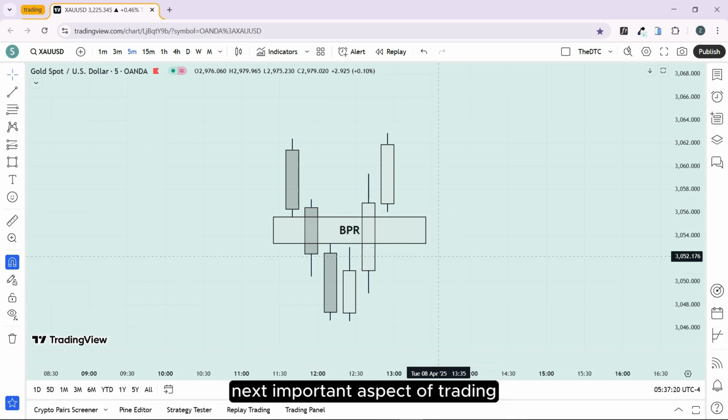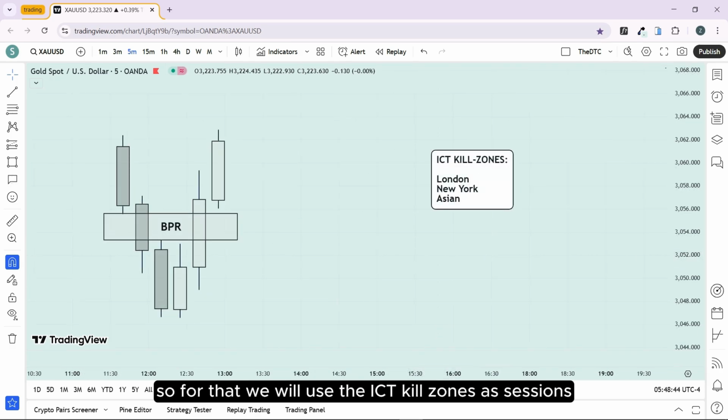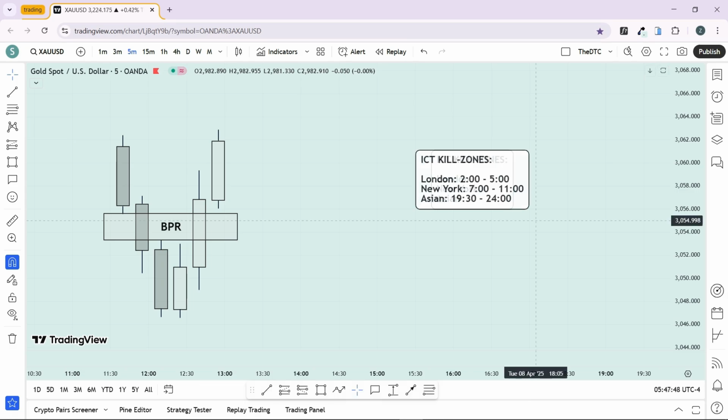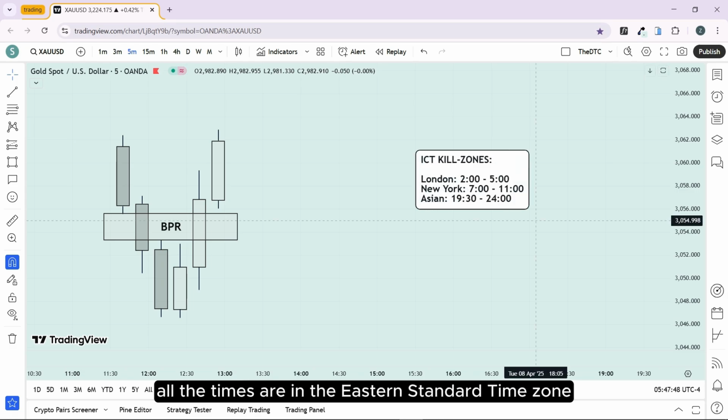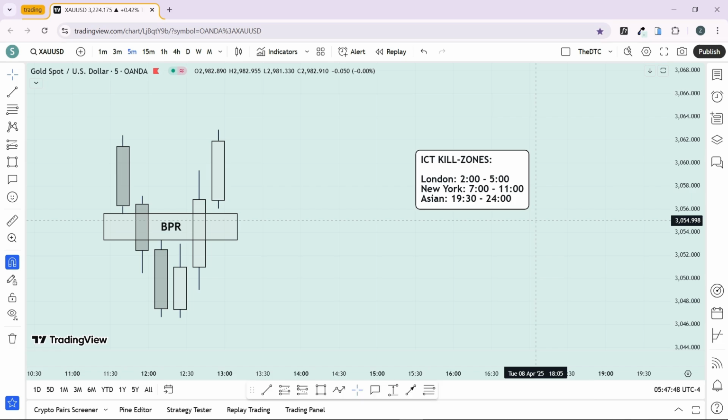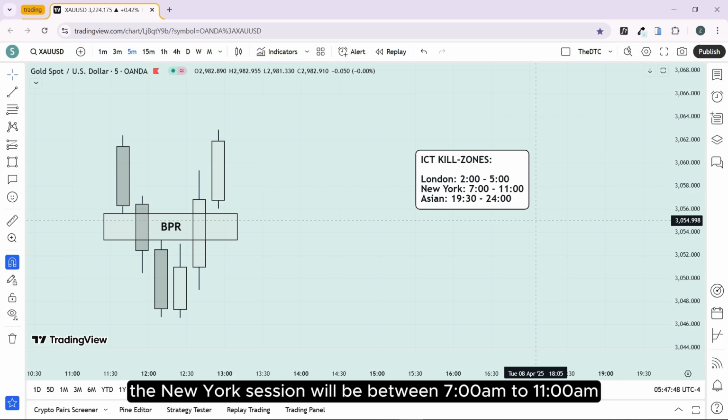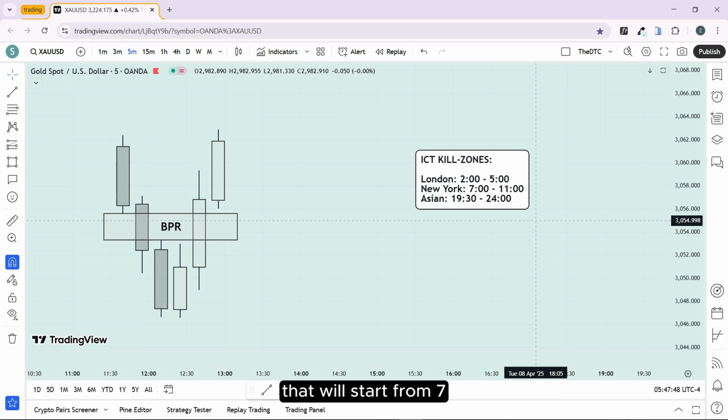Next important aspect of trading this model is knowing when this model will work. So for that, we will use the ICT Killzones as sessions during which we will look for the trades. These are the session timings. Remember, all the times are in the Eastern Standard Time Zone. The London Killzone will be between 2 a.m. to 5 a.m. The New York session will be between 7 a.m. to 11 a.m. And the third session will be the Asian session that will start from 7:30 p.m. and will end at midnight.